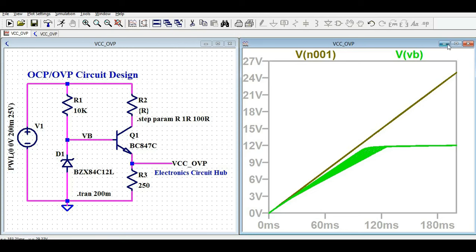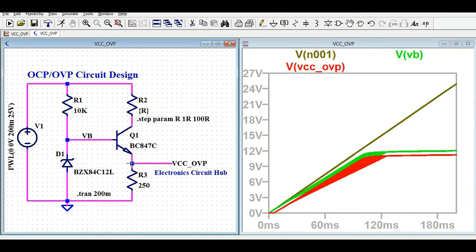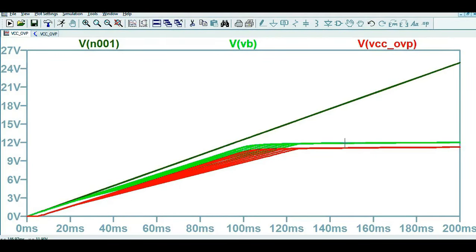Now I'm going to show you the output voltage. I'm going to show you the over voltage output and how it looks. This is your input voltage, which you are ramping from 0 to 25 volt, and at this point when your Zener goes in the breakdown, this is the breakdown region of the Zener diode, and what you see here is that your voltage VCC OVP, that means your over voltage, is fixed, and if you look at the constant voltage, it is 11.2.